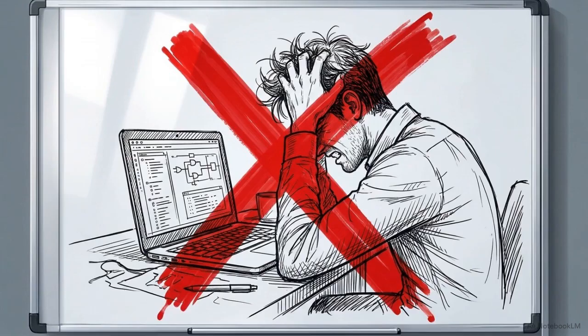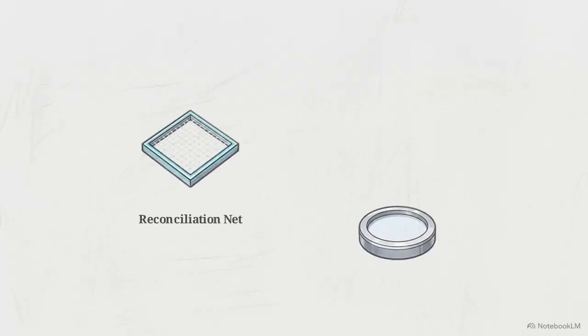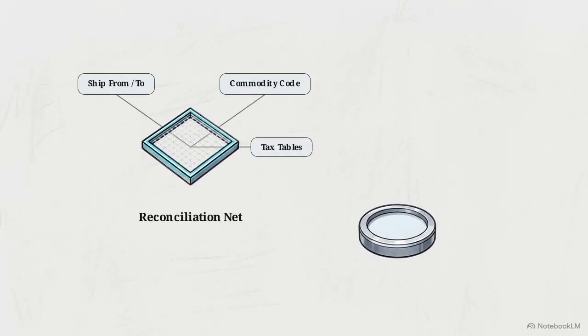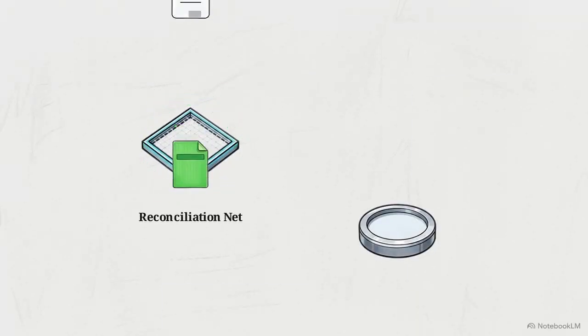An efficient procure-to-pay architecture does not waste cycles trying to force suppliers to enter perfect tax data at the source. Instead, it deploys a deterministic automated reconciliation net. It catches calculation errors silently and elevates only genuine compliance risks to human managers.